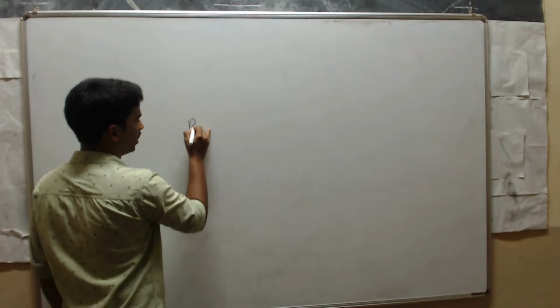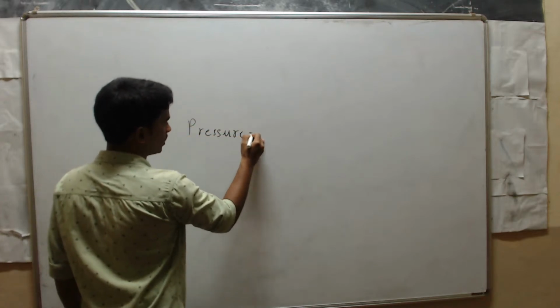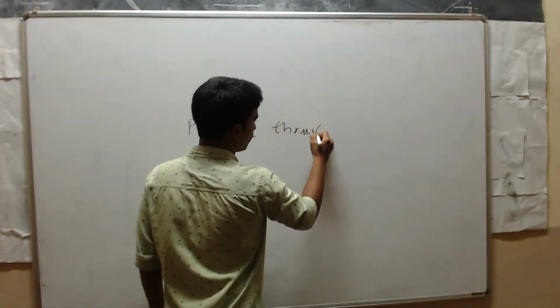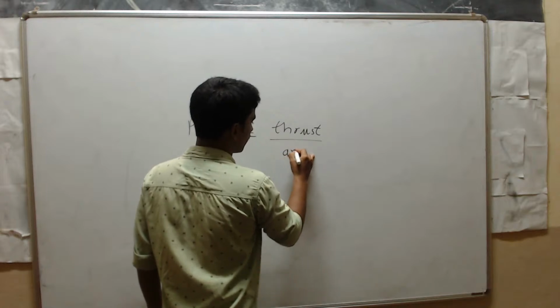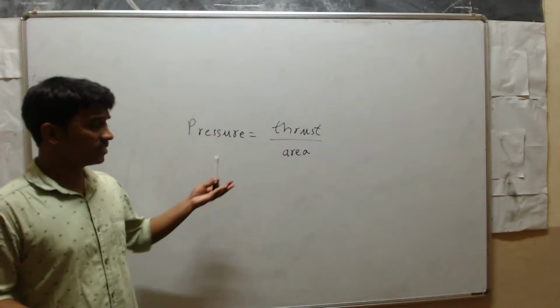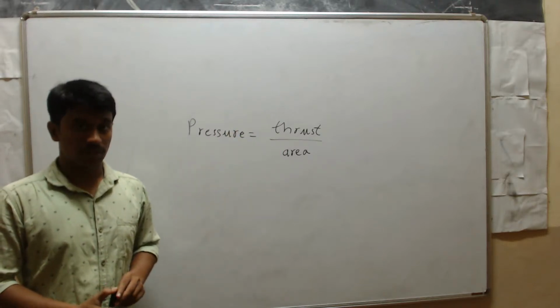Yes, sir. See, we have a formula to calculate pressure. That is thrust divided by area. What is the thrust? Thrust means it is a force only. That is perpendicular force. It should be perpendicular to the surface of an object.